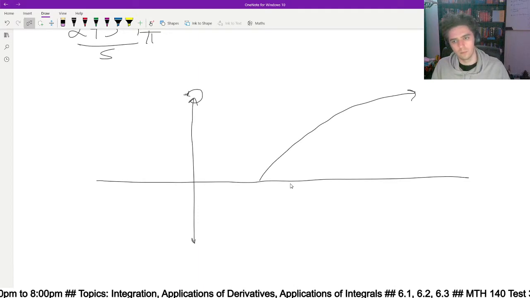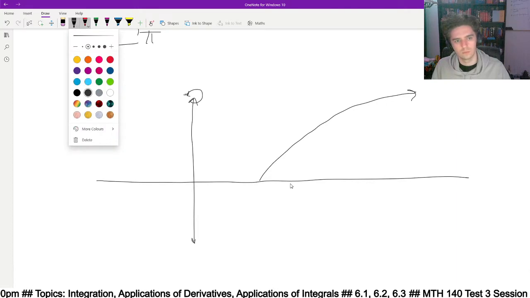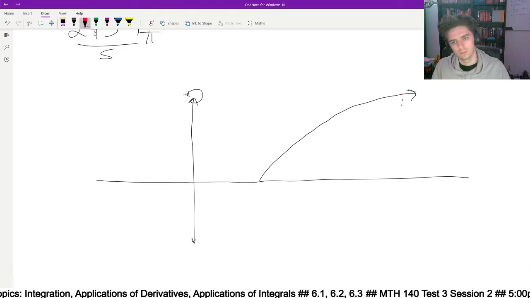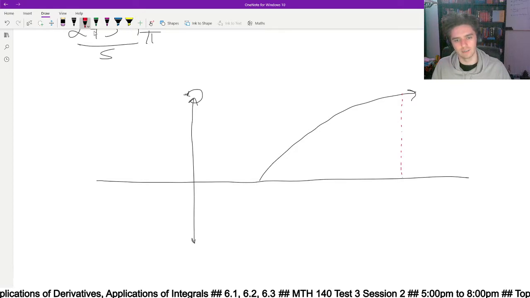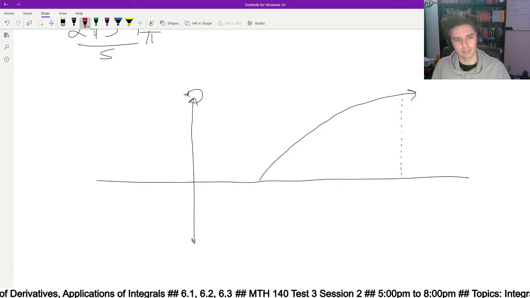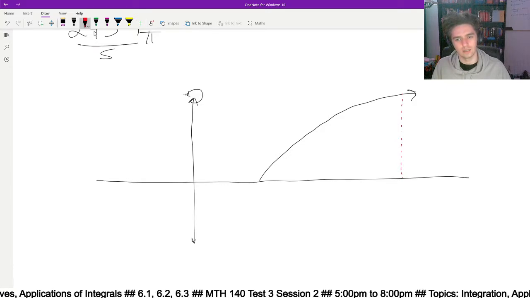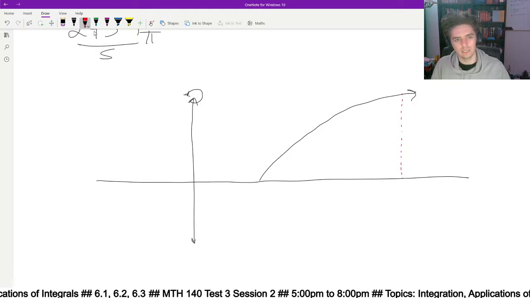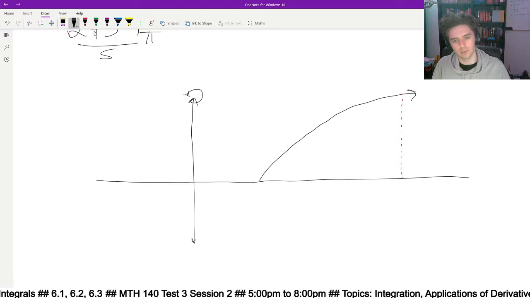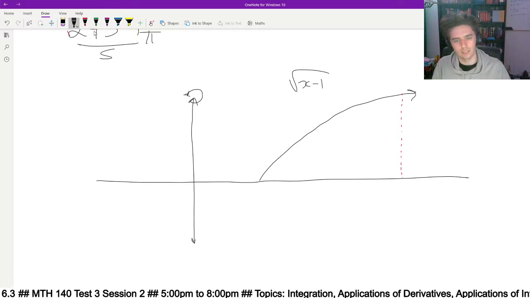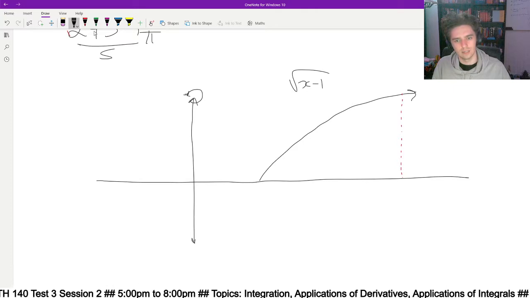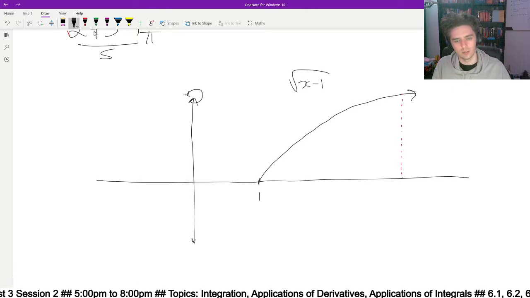Yeah. That's when the axis of rotation is not the y or x axis. Or what I'm drawing here is if you're farther away from the x or y axis. Right, so this would be, let's just say, root x. It would be root x minus 1. So this would be 1.